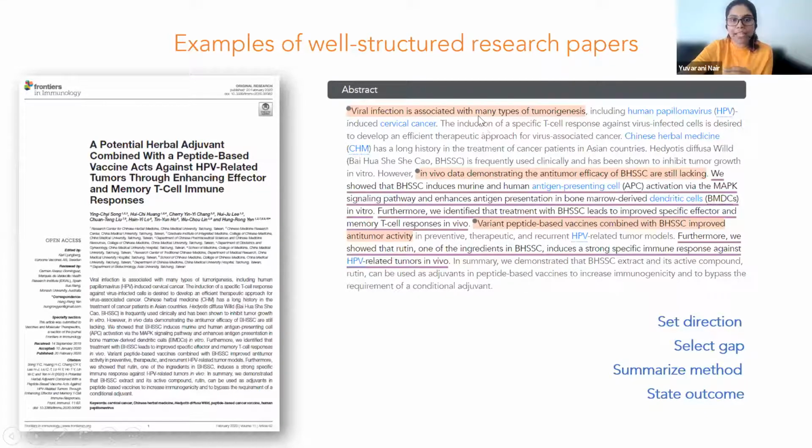So you see, the first one is you set the direction. They are speaking about viral infections and relating it to tumors. And then they look at the gap, what is still lacking. After that, they look at the method that has been used, which has contributed to the outcome. And finally, it states the outcome.